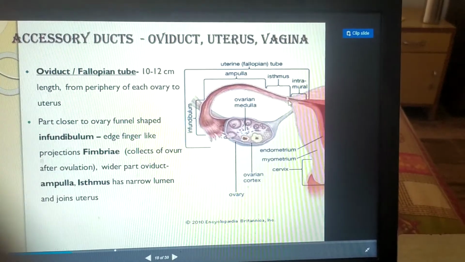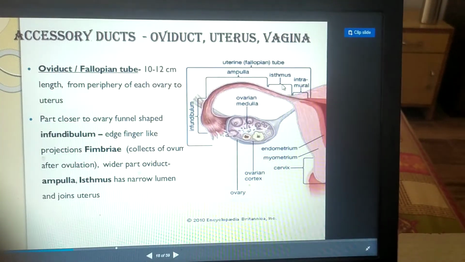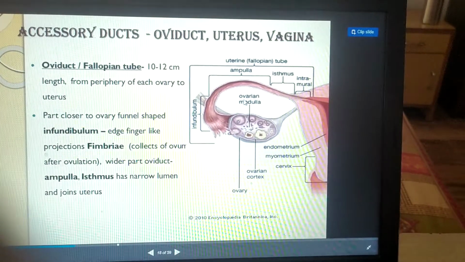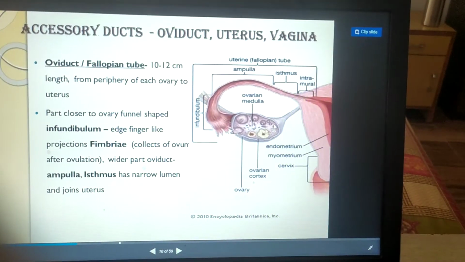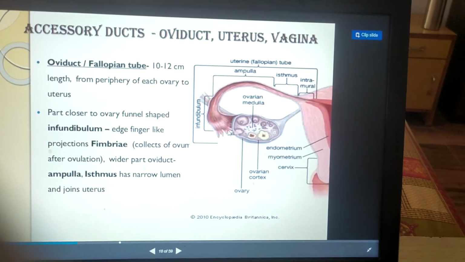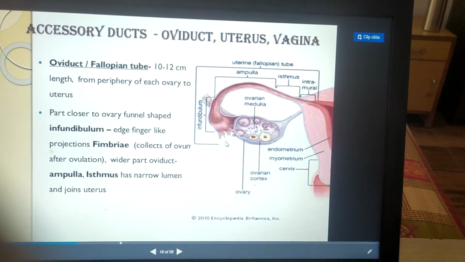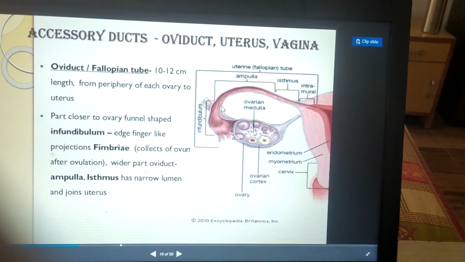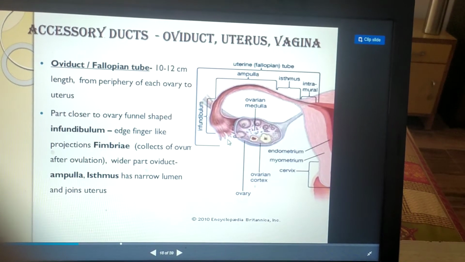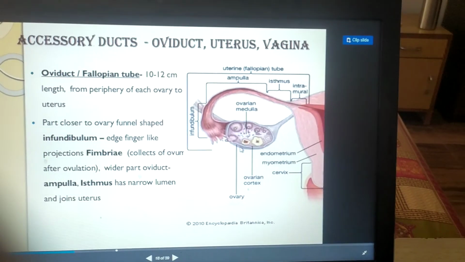Here you can see all the parts. Where the isthmus is present, where the ampulla region is. This whole tube-like structure is the fallopian tube. This funnel-shaped structure is the infundibulum. At this part, what is present is the fimbriae, which collect the ovum or the egg.